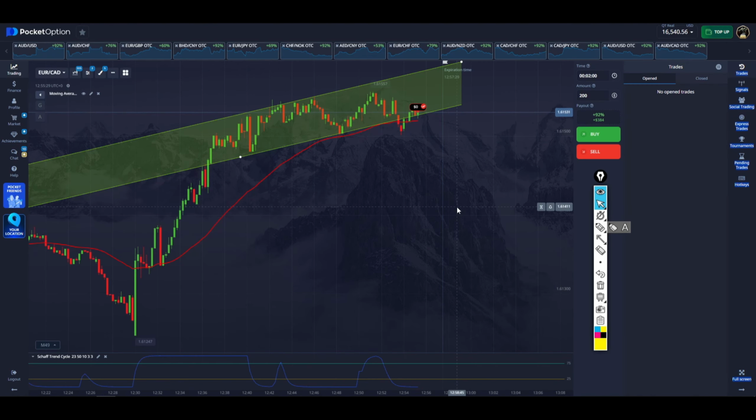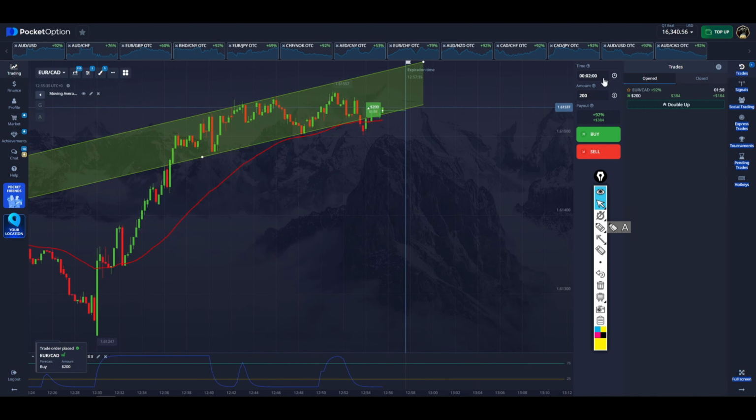Oh no guys, this trade didn't go my way. But that's trading, right? The setup is still looking strong, so I'm not giving up here. I decided to open 2 recovery trades. Yes, doubling down on this one.